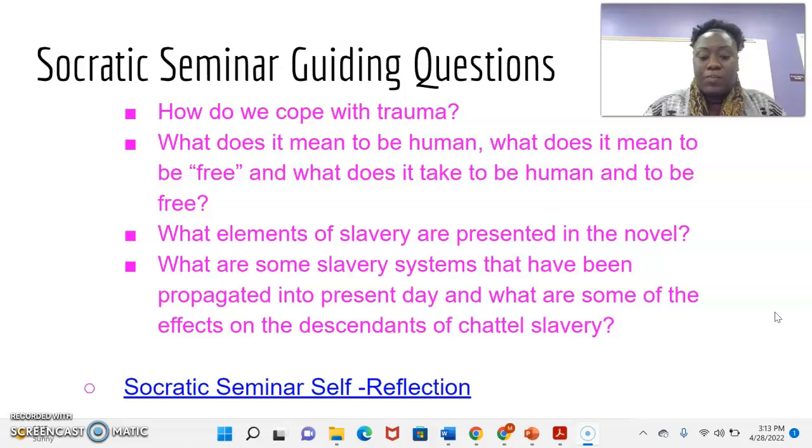We will utilize the Socratic seminar, which will help facilitate the sharing of ideas and allow us to think critically of the comments of our classmates and make responses with respect and insight using the following guiding questions. The questions are: how do we cope with trauma? What does it mean to be human? What does it mean to be free? And what does it take to be human and to be free?